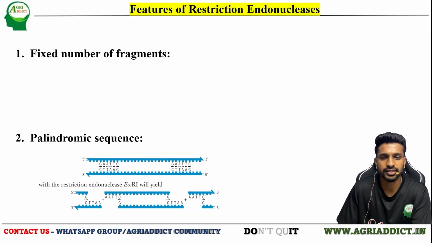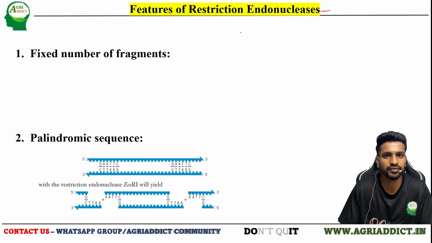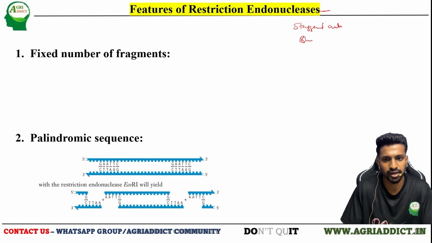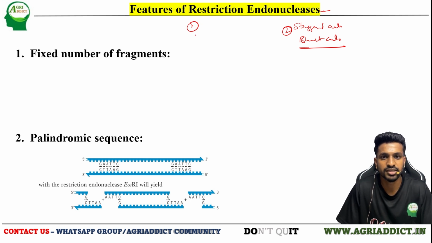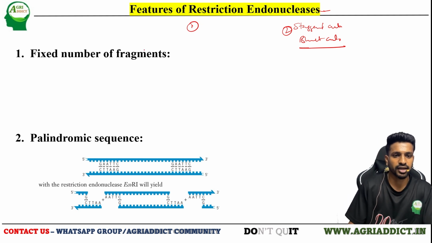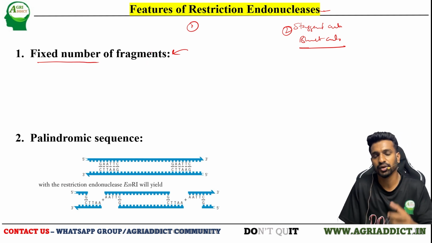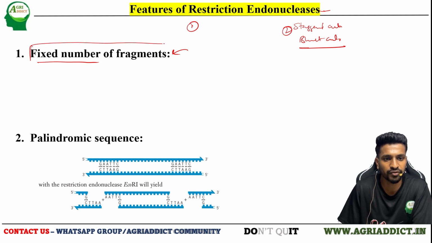Next, we'll discuss the features of the restriction endonuclease. So what are the features? I think we have discussed two features already, which are the production of either the staggered or sticky ends, or the blunt ends or blunt cuts, right? And previous to that we discussed the recognition of a specific nucleotide sequence. That means it will recognize a fixed nucleotide sequence and produce a fixed number of fragments.